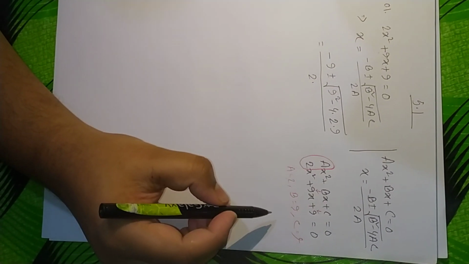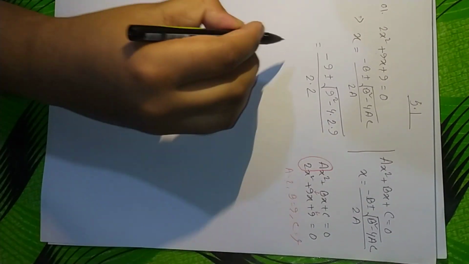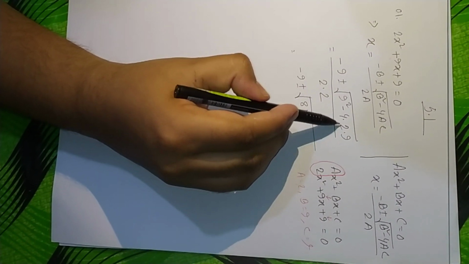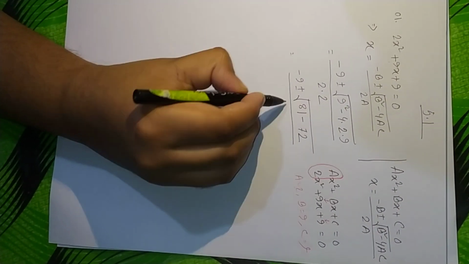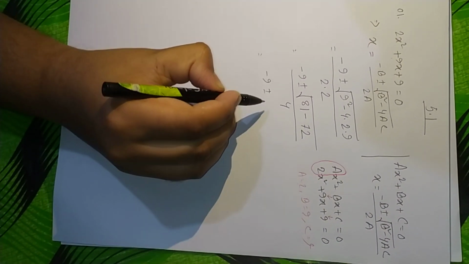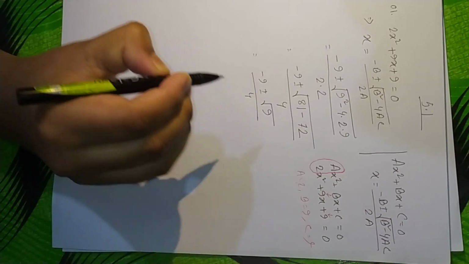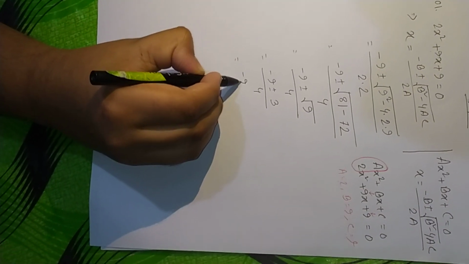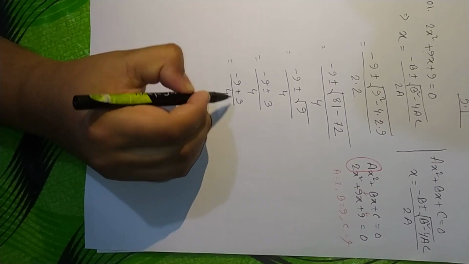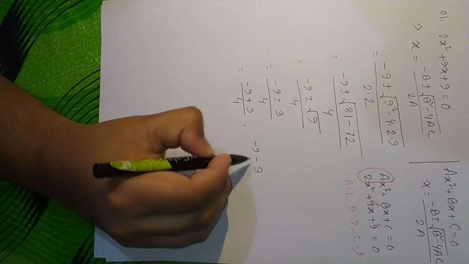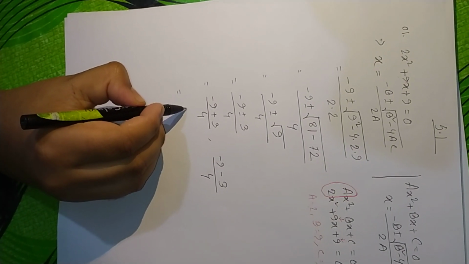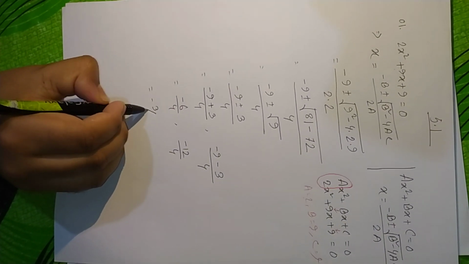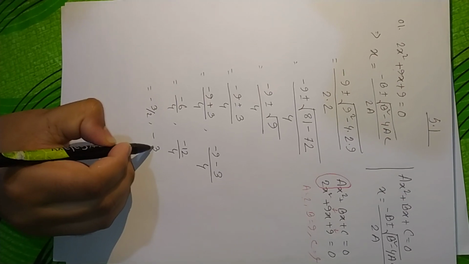Then 2 into a equals what? 2. Then minus 9 plus minus root over 81 minus 9 into 2 into 4, that is 72, divided by 4. Then minus 9 plus minus root over 9 by 4. Then minus 9 plus minus 3 divided by 4. Separate plus and minus: minus 9 plus 3 by 4 and minus 9 minus 3 by 4. Then it will be minus 6 by 4, and this will be minus 12 by 4. Finally we will get minus 3 by 2 and minus 3.